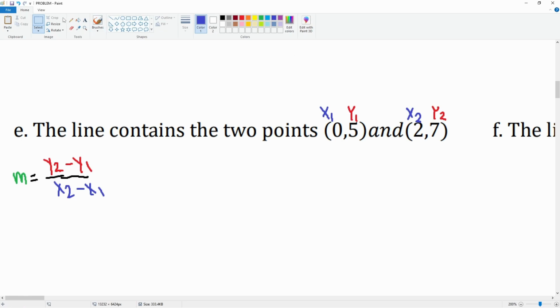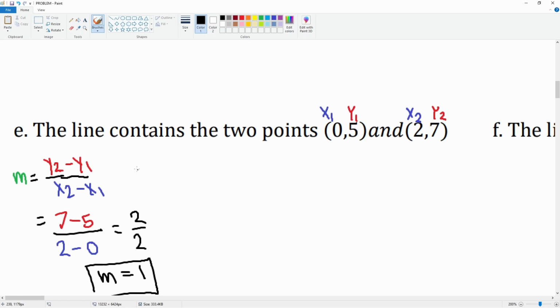Okay, so let's plug in the values here. The y2 was 7 minus the 5. We're going to divide this by x2, which is 2, minus x1, which is 0. So 7 minus 5 is 2, and 2 minus 0 is 2. This just becomes 1. So here you can say that the slope is just 1. This is using the equation.